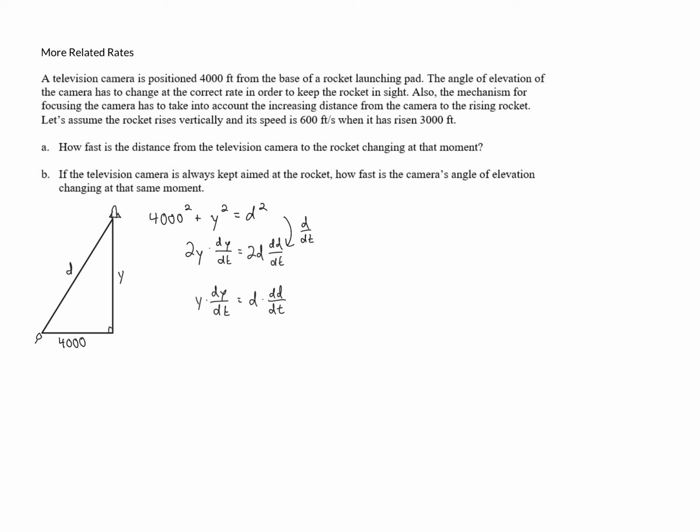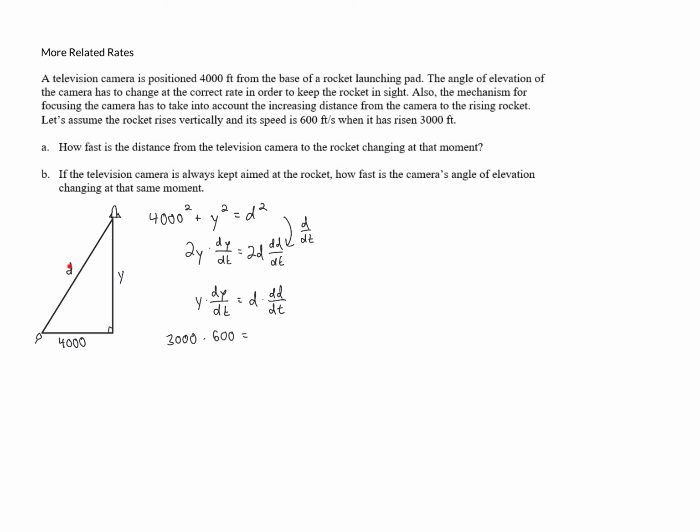And then we can substitute in the values that we need here. We know that at this moment, the rocket has risen 3,000 feet. So that means y is 3,000. So we've got 3,000 times dy over dt. Well, we're told the rocket is rising at a speed of 600 feet per second at that moment. So that's going to be 600. Then on the right-hand side, we need to know d.